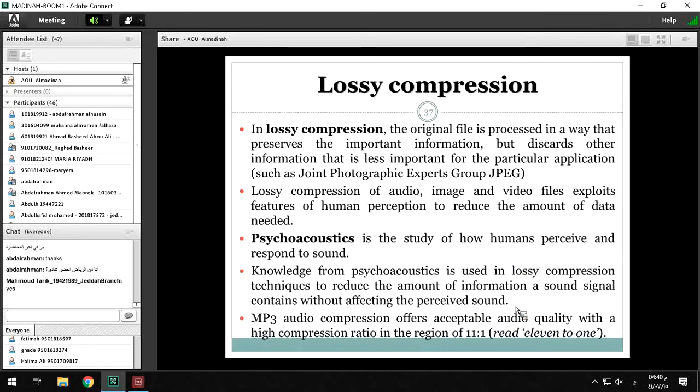Fine. Is it clear to you? Students online, is the lossless compression technique clear to you?